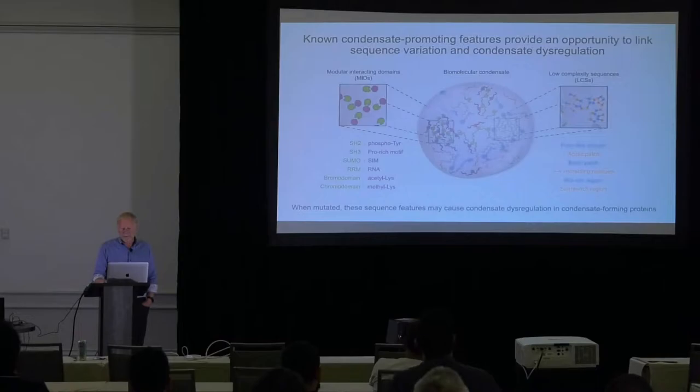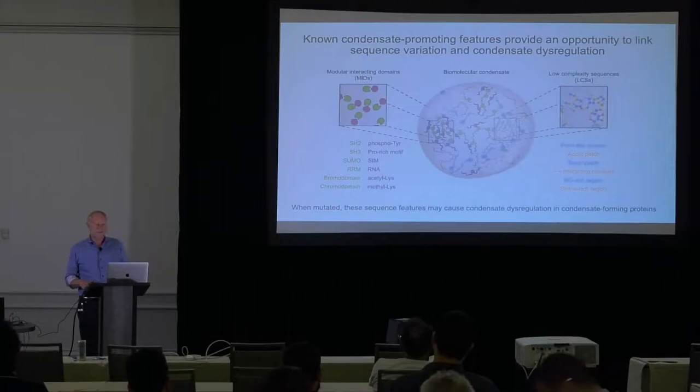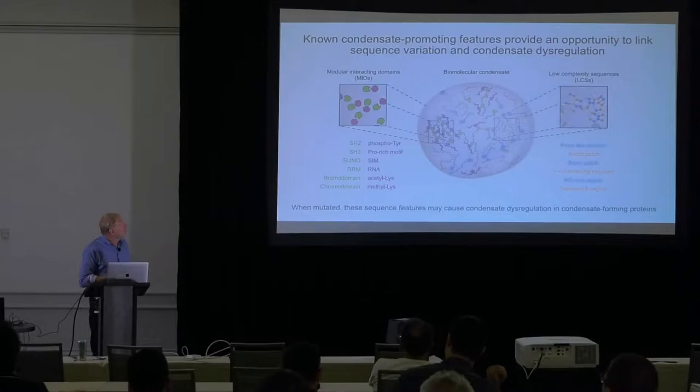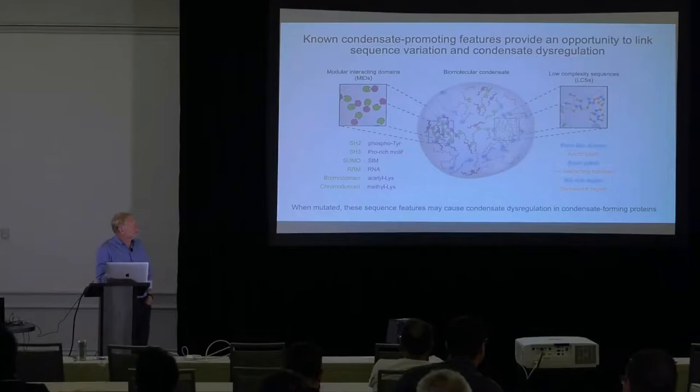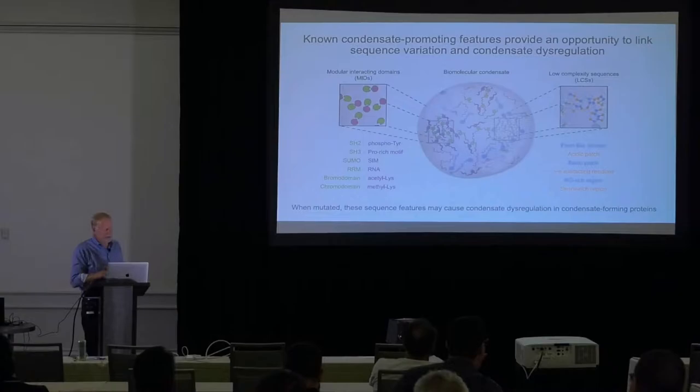So what Salman and Lena and Susanna did was they looked at the various kinds of known condensate-promoting features in proteins and classified them according to whether or not they were modular interacting domains. These are small repetitive domains that would give you low affinity, high valency interactions and include some classic, very well-studied domains. An SH2 domain, for example, involved in phosphorylating tyrosine residues on substrates. And as you've heard much about in this meeting, low complexity sequences that include prion-like domains and many others.